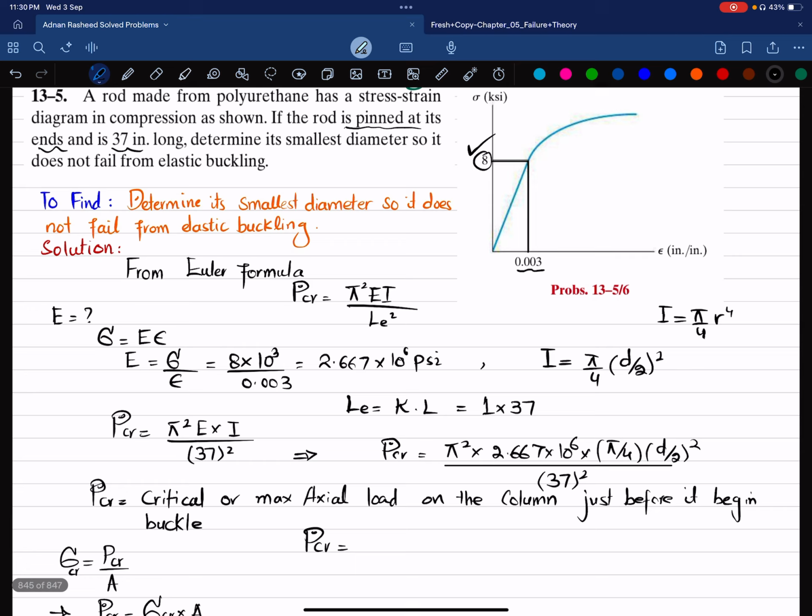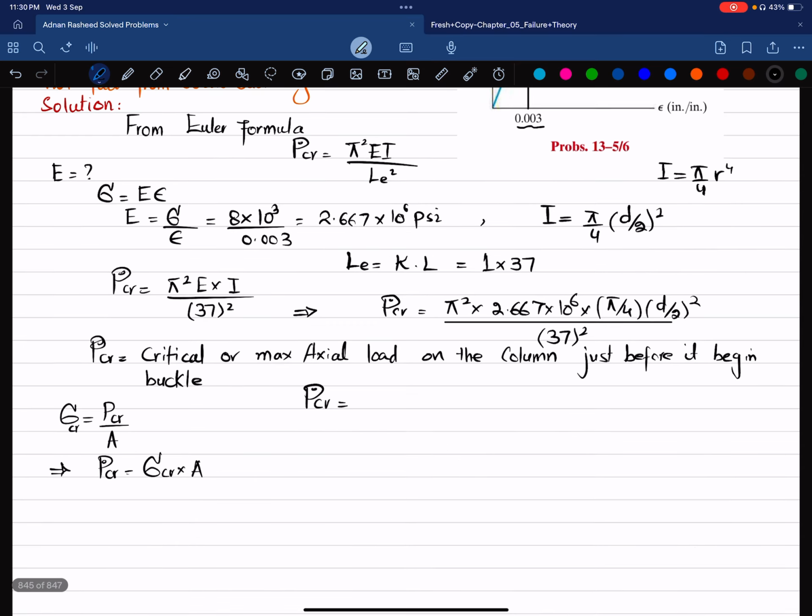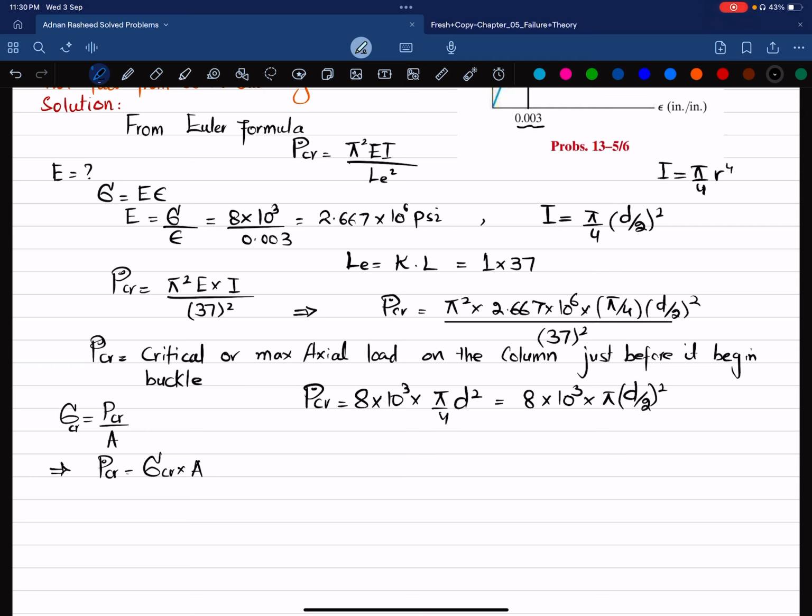The critical stress is 8, within the proportional limit. So I can write it as 8 ksi, so 8 multiplied by 10 raised to power 3, and the area for a circular shape is pi by 4 d square. Or you can also write it as 8 multiplied by 10 raised to power 3 multiplied by pi times d divided by 2 whole square. Now this is equation number 1 and this is equation number 2.